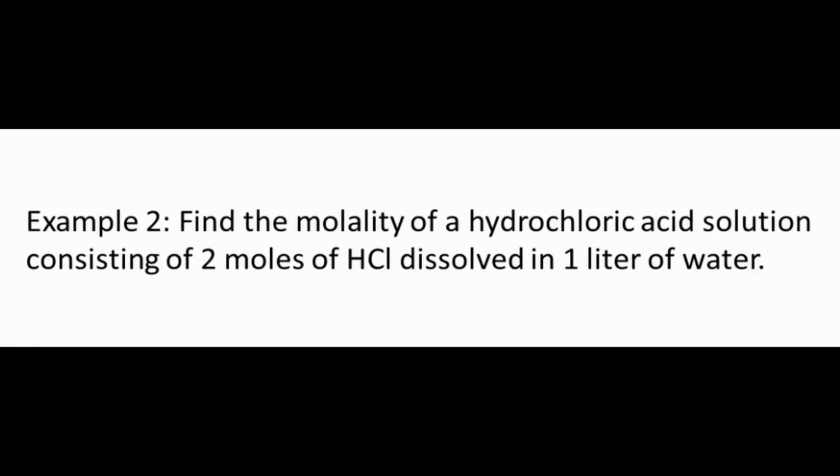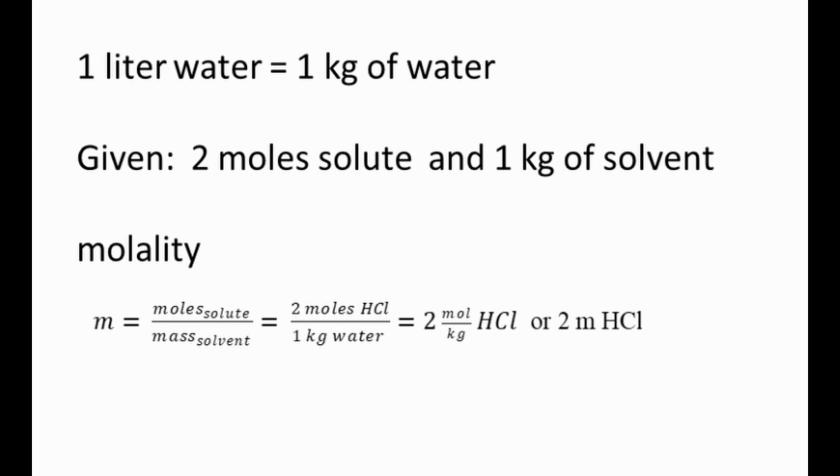Example 2. Find the molality of hydrochloric acid solution consisting of 2 moles of HCl dissolved in 1 liter of water. First, we need to know that at 25 degrees Celsius, 1 liter of water has a mass of 1 kilogram. Since we are given 2 moles of HCl solute, we can simply plug in the known values into the molality equation.